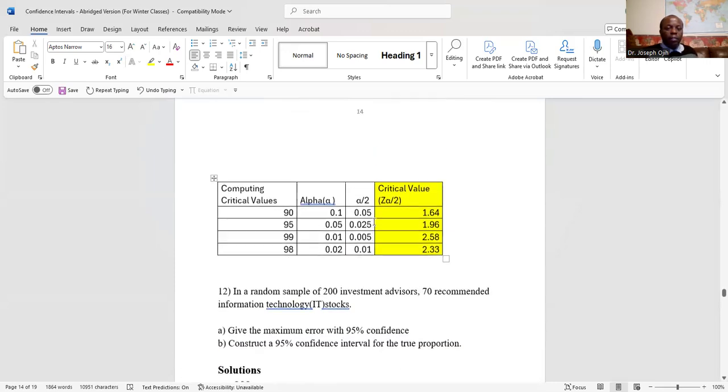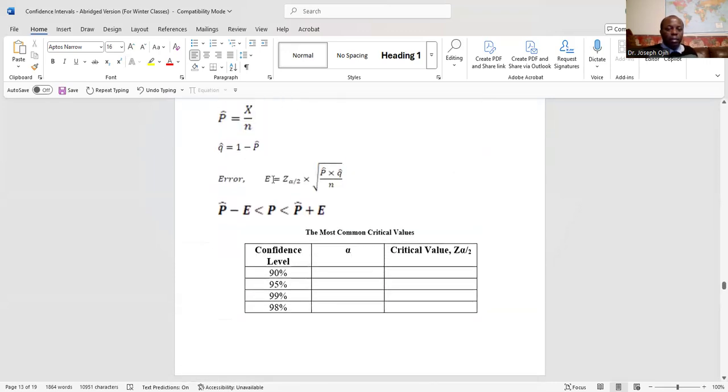Now look at the formula for the error right here. It is z alpha over 2 times the square root of p hat times q hat over n. I'm going to just write it down and we can go and type it in. Error equals z alpha over 2 times square root of p hat q hat over n.